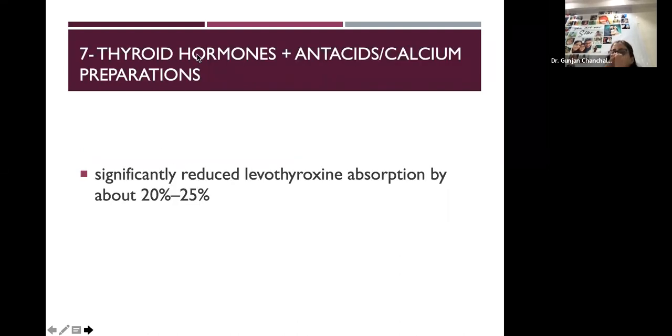Then combining thyroid hormones with antacids or other calcium preparations. As age advances, most of the patients will come to us with L-thyroxine, and we'll also have calcium preparations with them because of osteoporosis. So when we administer these combined, the calcium preparations will reduce the absorption of thyroid hormones. So when we are giving these two drugs together, there should be a gap of 3 to 4 hours between administering them.